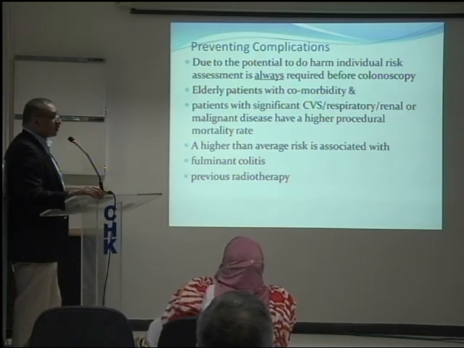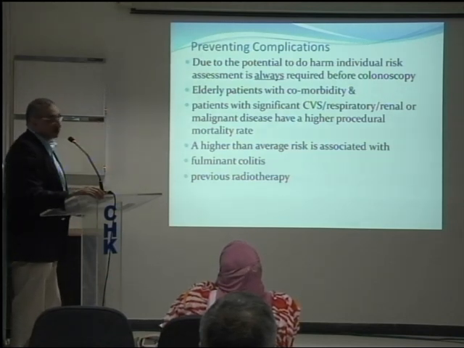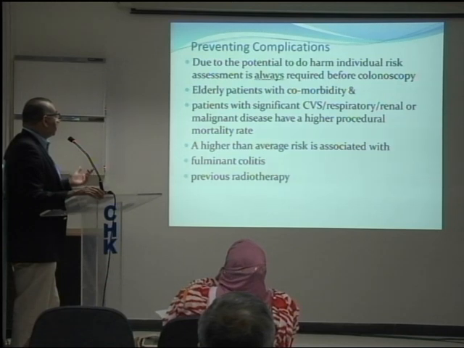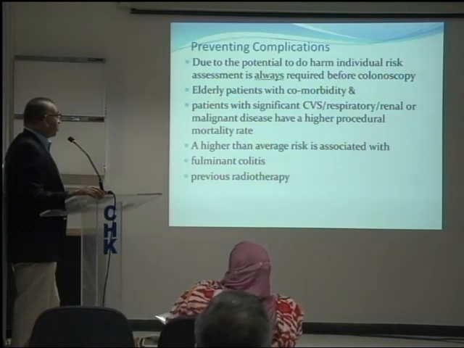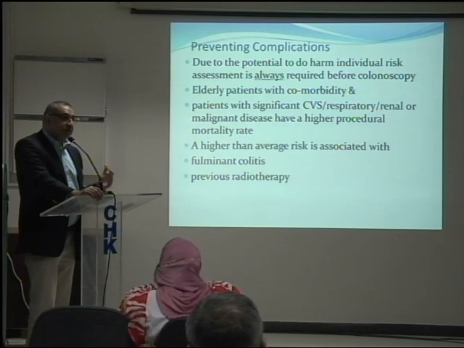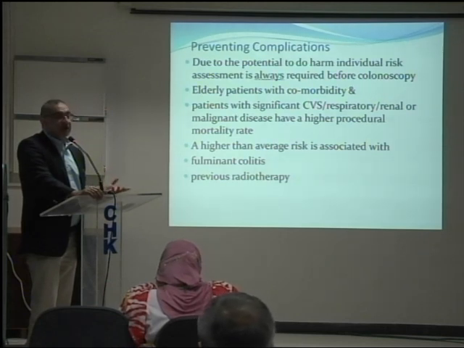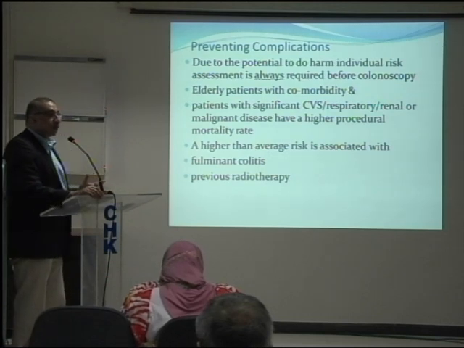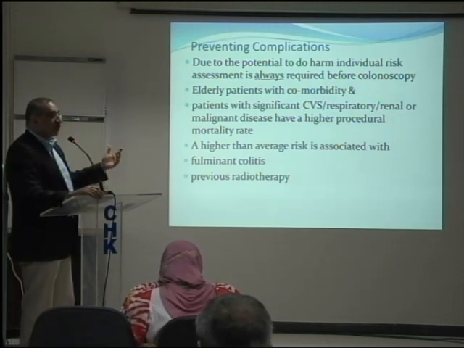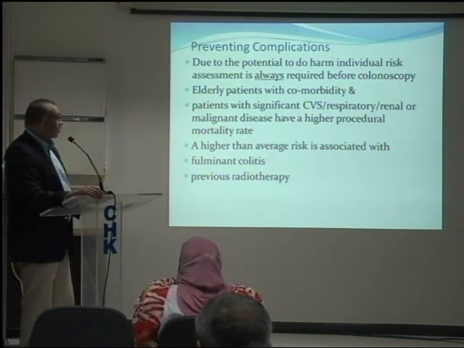To prevent complications, prevention is always better than cure. Make sure that you risk stratify your patients. Patients who are elderly with comorbidity, patients with significant cardiovascular, respiratory, renal, or malignant disease would have a high procedural mortality rate. Another important one to remember is patients with Addison's disease. Very rare, but if you carry out a colonoscopy without adequate steroid cover, they can end up in Addisonian crisis, which can be near fatal. Also important are diabetic patients. In all our units we have a policy for diabetic patients. You should get advice from your endocrinologist.